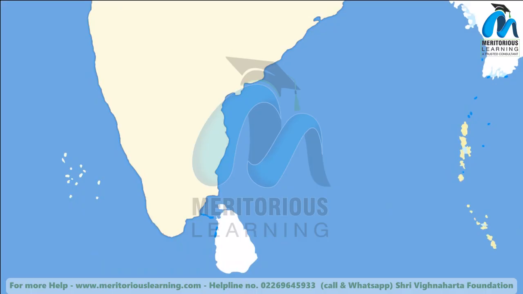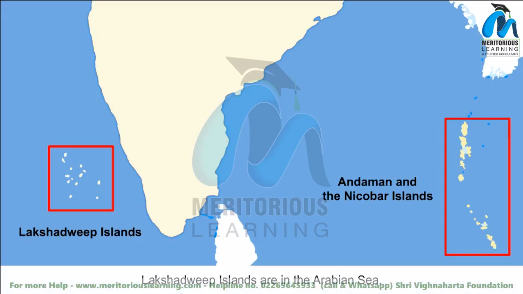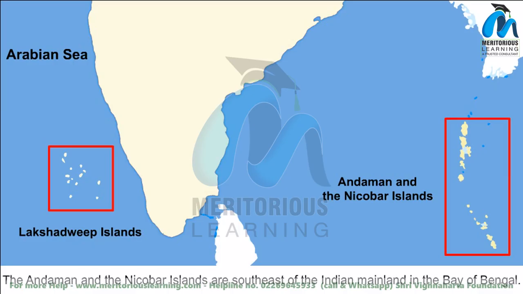India has 2 groups of islands: the Lakshadweep Islands, and the Andaman and the Nicobar Islands. Lakshadweep Islands are in the Arabian Sea. The Andaman and the Nicobar Islands are southeast of the Indian mainland in the Bay of Bengal.